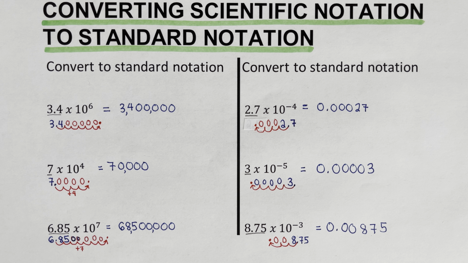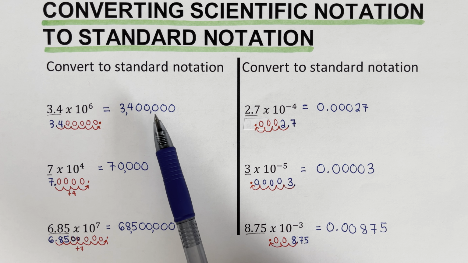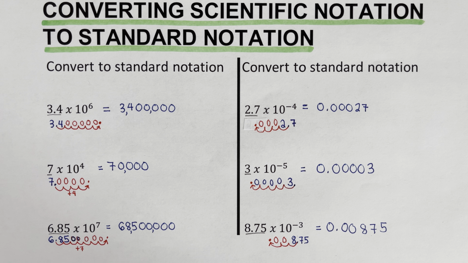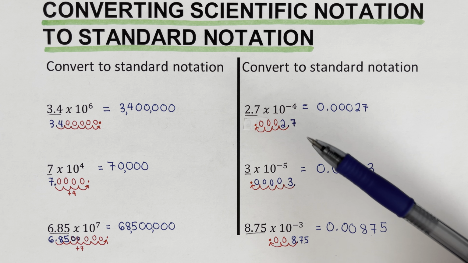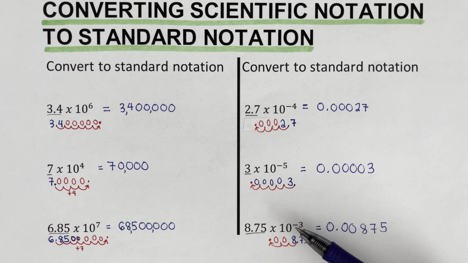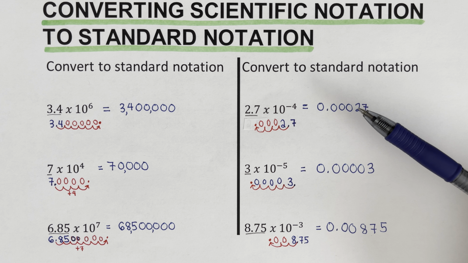Okay, to wrap it up, if the exponent of the scientific notation is positive, then the standard form will be greater than 9. If the exponent of the scientific notation is negative, the standard form will be less than 1.